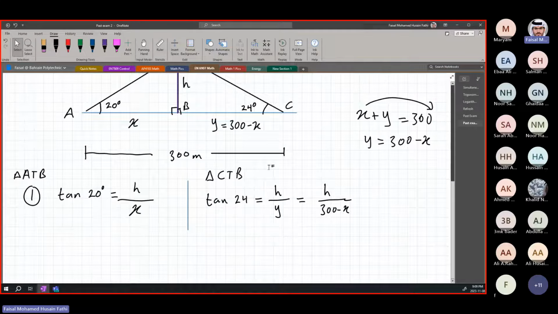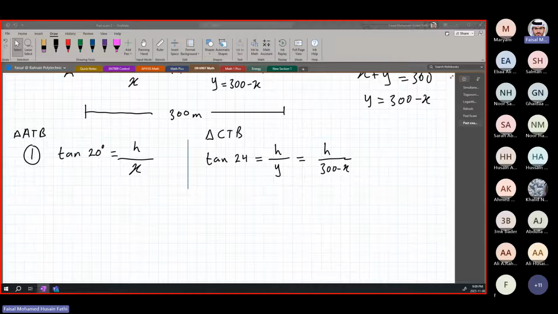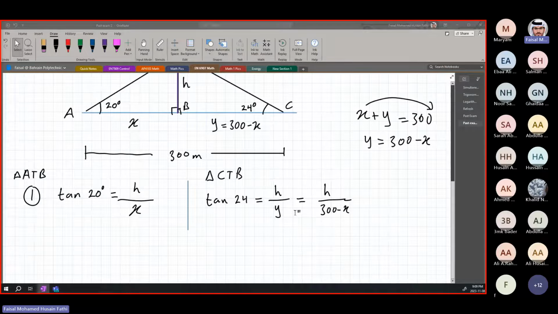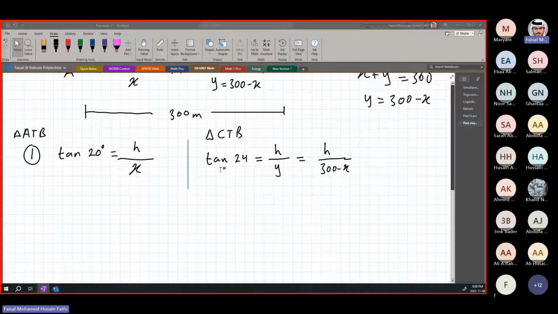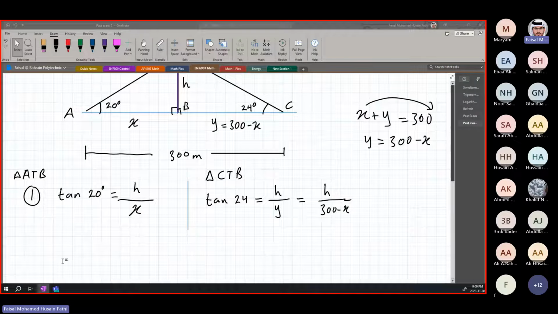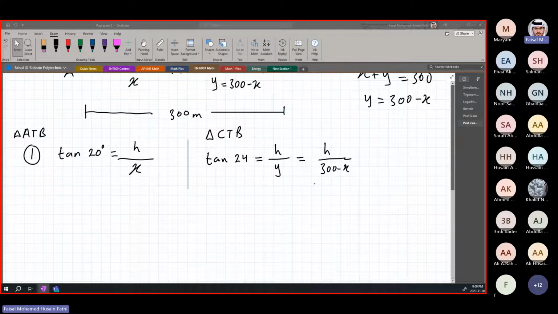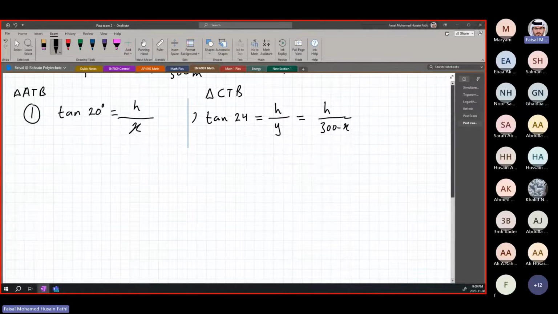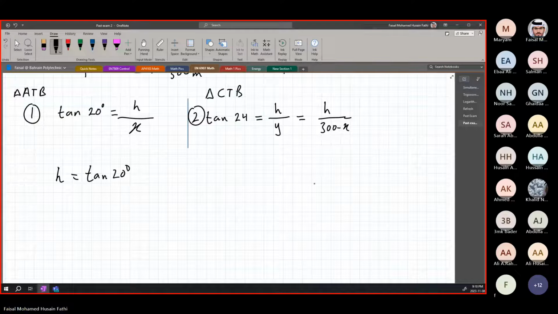There are many different ways of solving this. The easiest way for me is simple substitution. What do I mean by that? I will make these equations in terms of h, then equate them and solve. Another way is dividing the entire equation, but many people find that complicated, so I will not do that. So let's do it. This is equation 2. Equation 1, let's make it in terms of h: h is equal to tan 20 degrees times x. A better way of writing it is simply x tan 20.